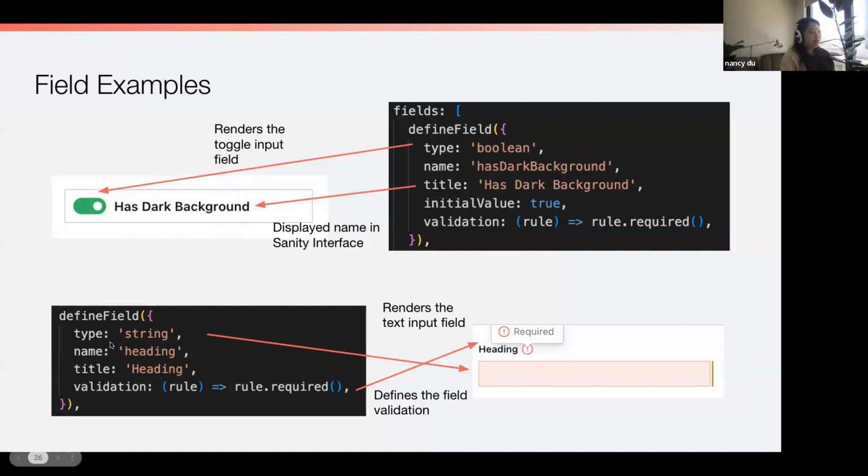Looking at a second example, we've got our string type over here, which instead of a Boolean, renders a text input. And with our validation added in, you'll see that if the user has left this field empty, Sanity will provide this nice little error message just to indicate that this field is required.